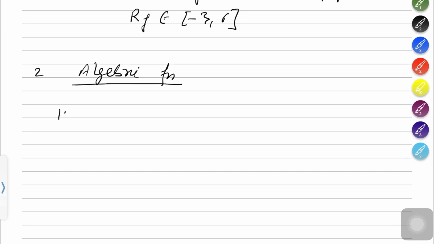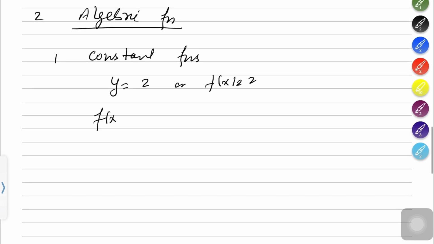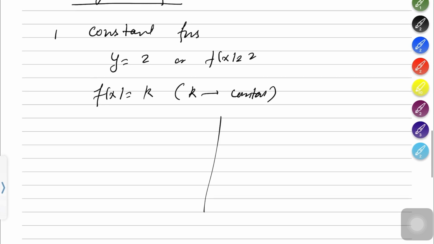So in algebraic functions, let's say the constant function. A constant function means y is equal to 2, or f(x) is equal to 2. So this is any function f(x) is equal to some k, where k is the constant. In this case you observe that, let's say this is x, this is y, and the function is, let's say, 2. So the values of y where the graph exists is just 2.